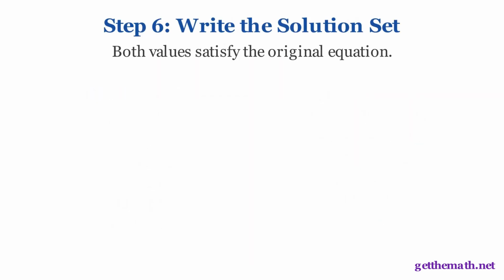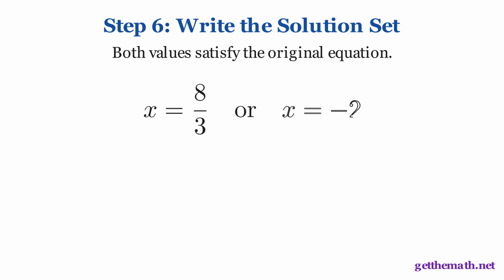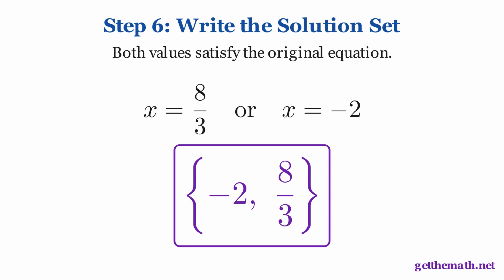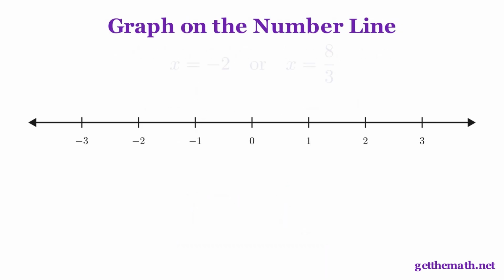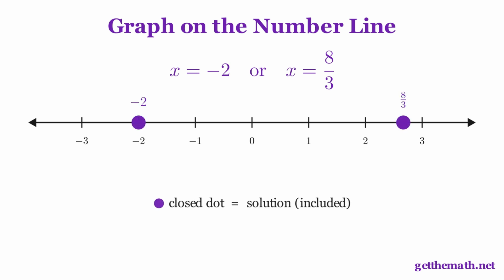Step 6. Write the solution set. Our two solutions are x equals 8 thirds and x equals negative 2. The solution set is negative 2, 8 thirds. Now let's look at the number line. We place a closed dot at negative 2. We place a closed dot at 8 thirds, which is approximately 2.67, between 2 and 3. Both points satisfy the original equation.